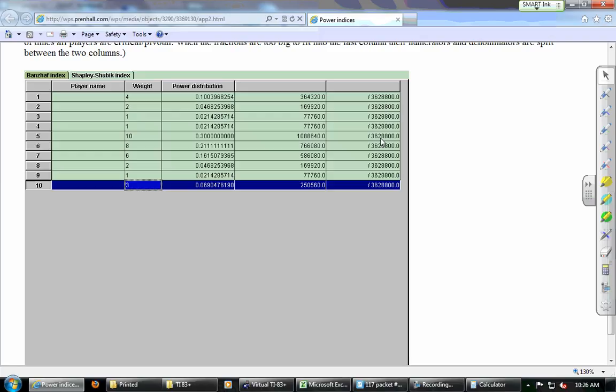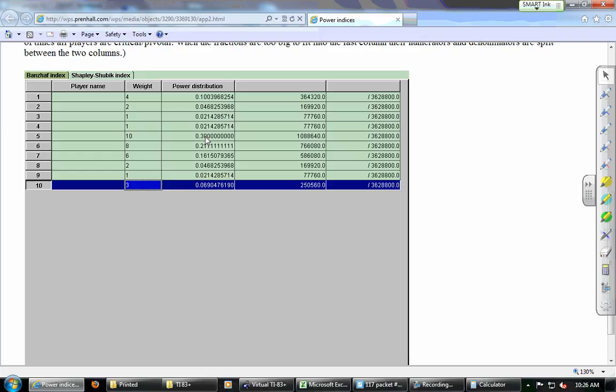You probably can't see it in the back, but that is the number that Micah read to us before, and it tells us exactly how many times each person is critical or pivotal in this case, and then I can see the power distributions right here. 10%, 4%, 2%, 30% for that guy right there.